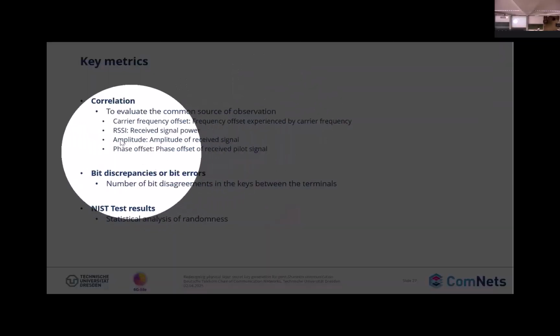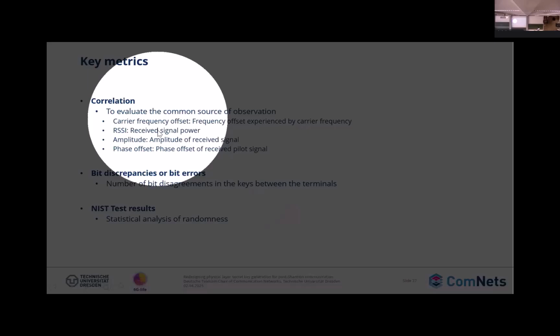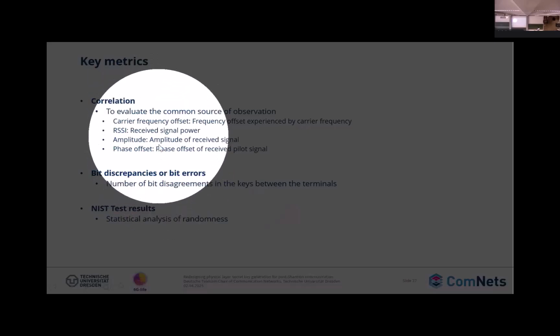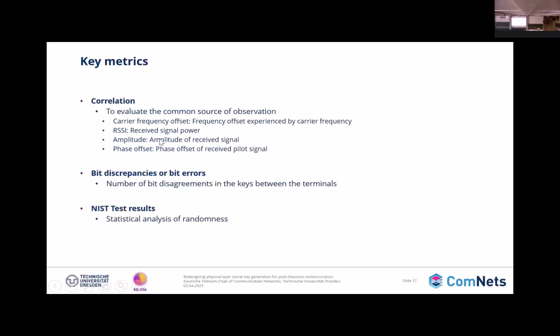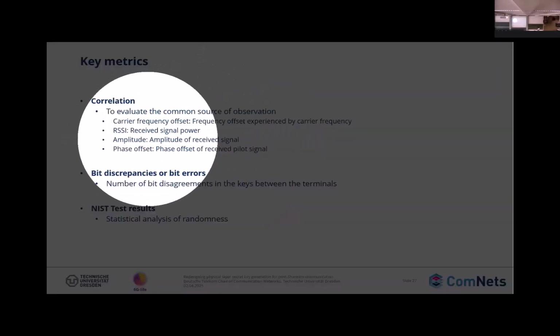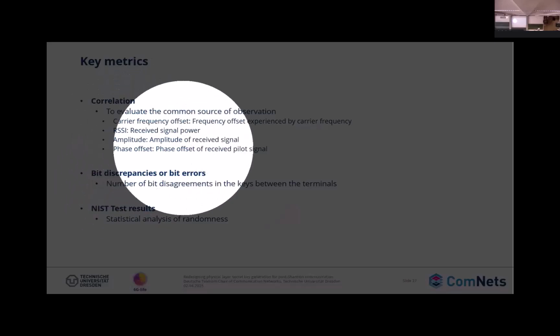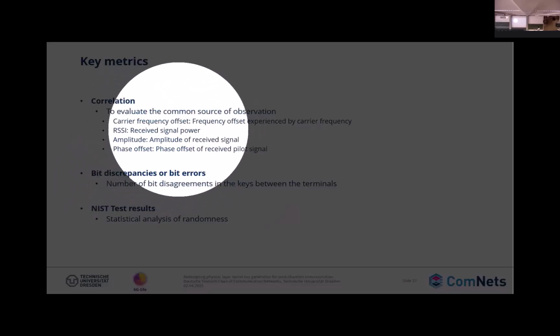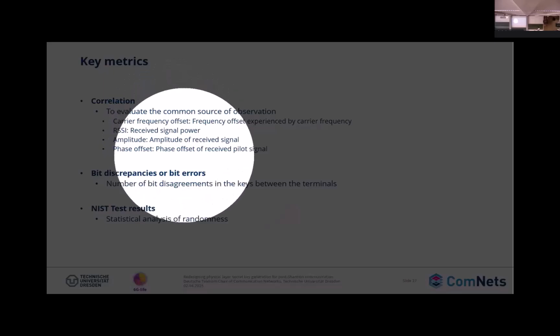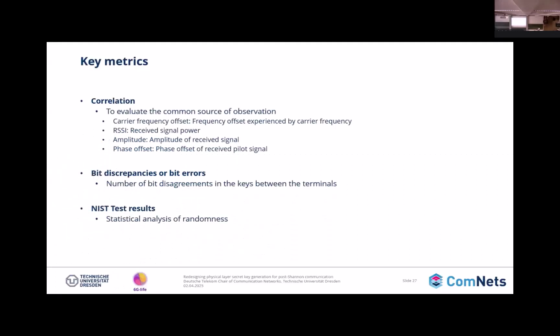And then here we try to take a look at these four key properties of received signals to observe common source. The first is frequency offset of the carrier frequency, and then we take a look at the received signal power, and then afterwards the amplitude of the received signal, and then we take a look at the phase offset at the SDR terminals.